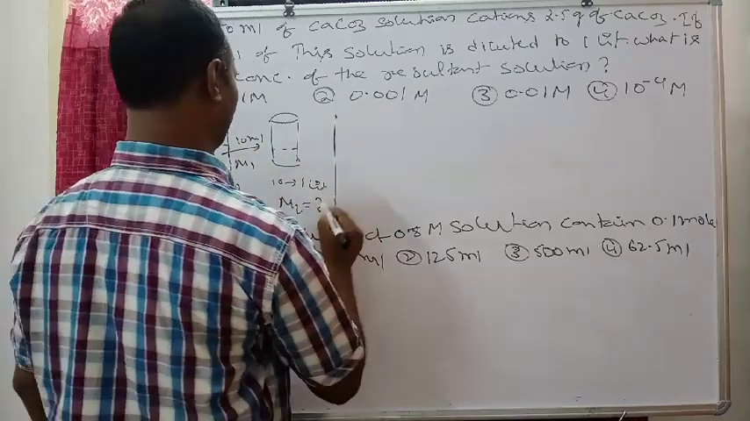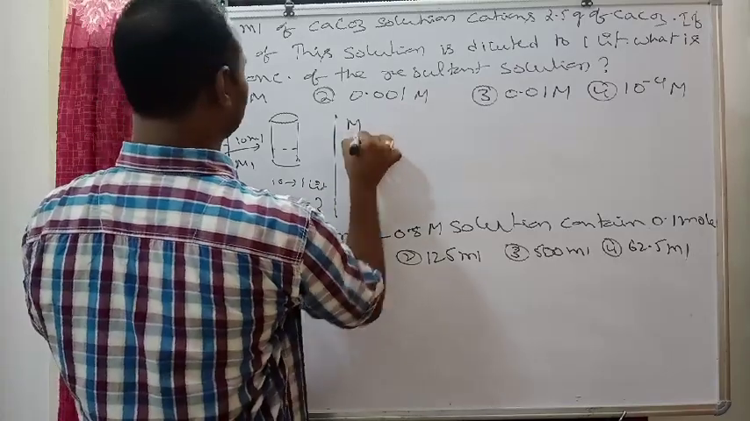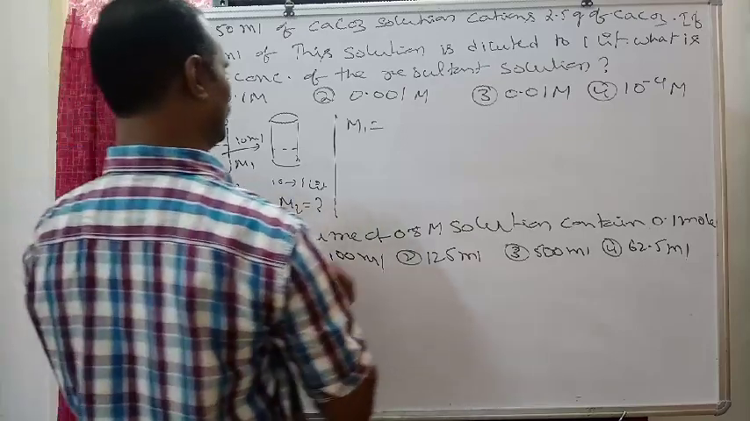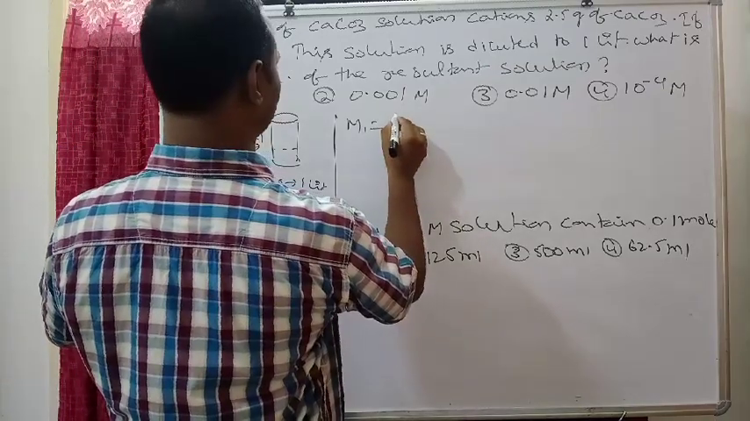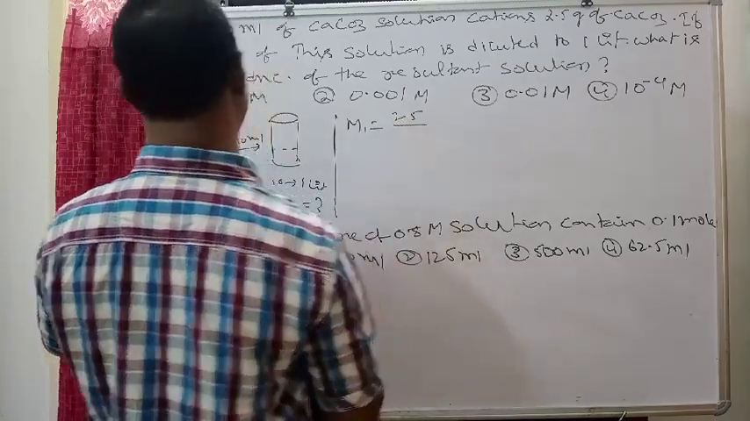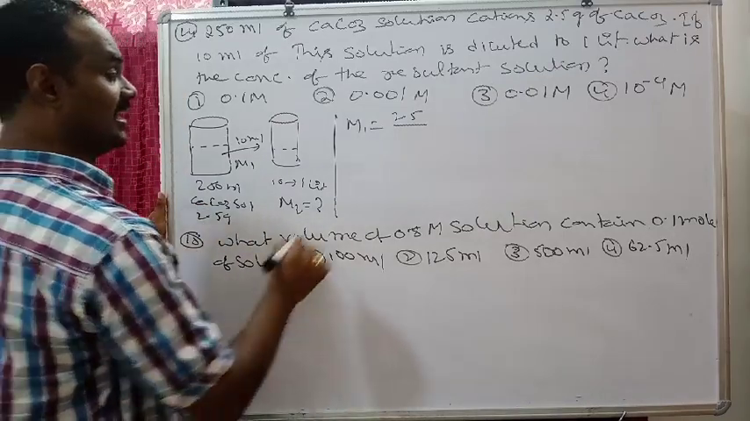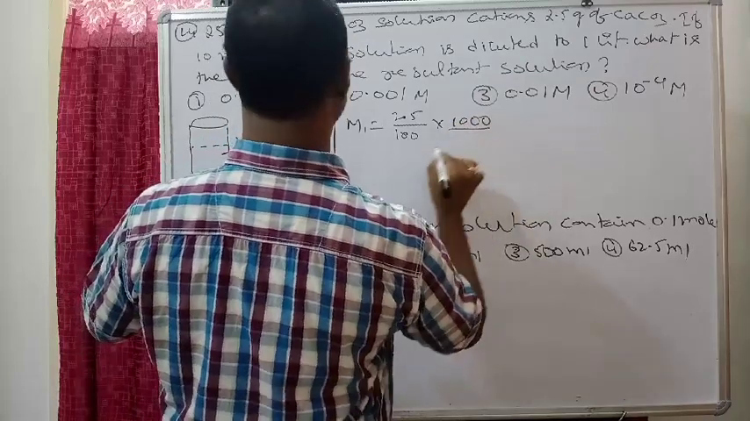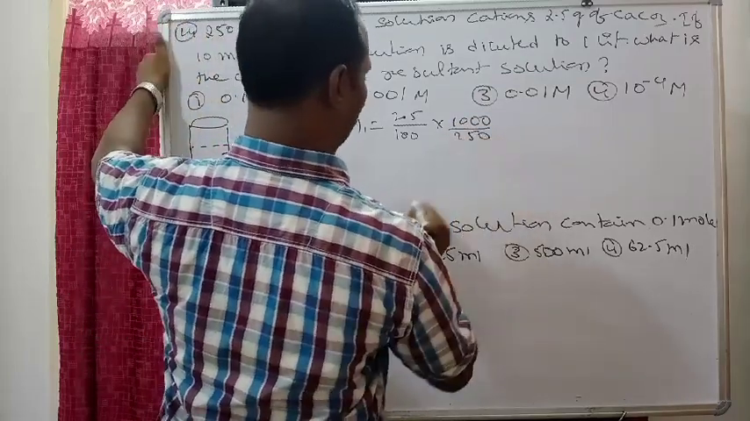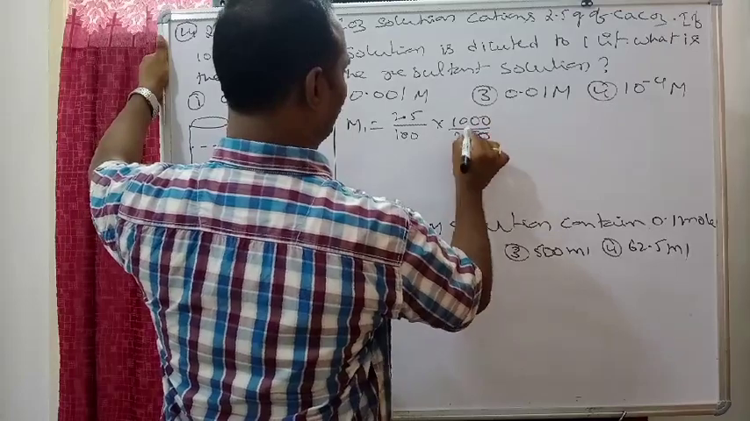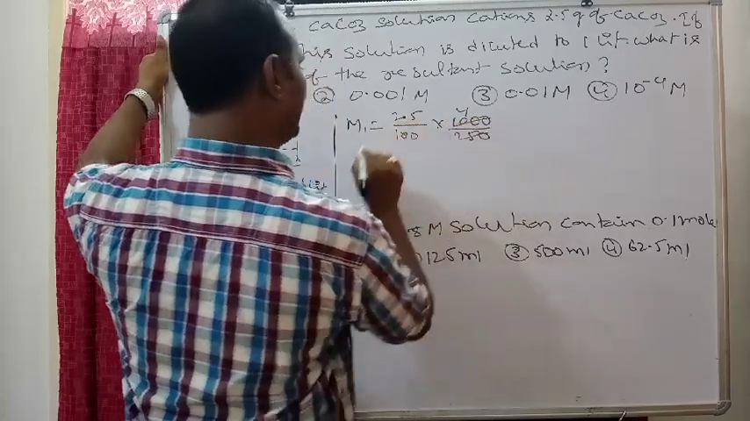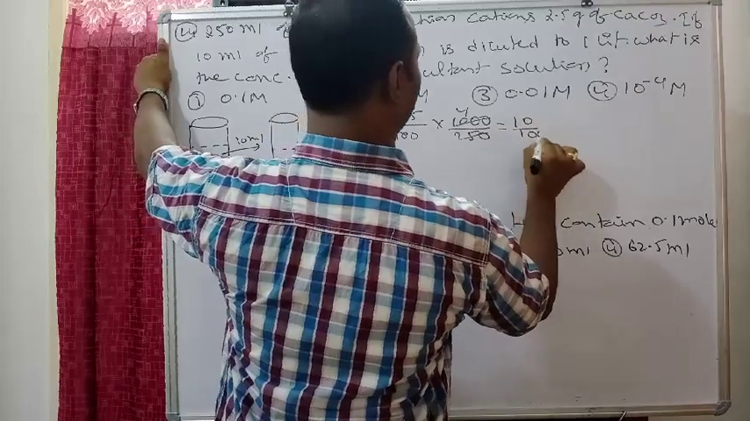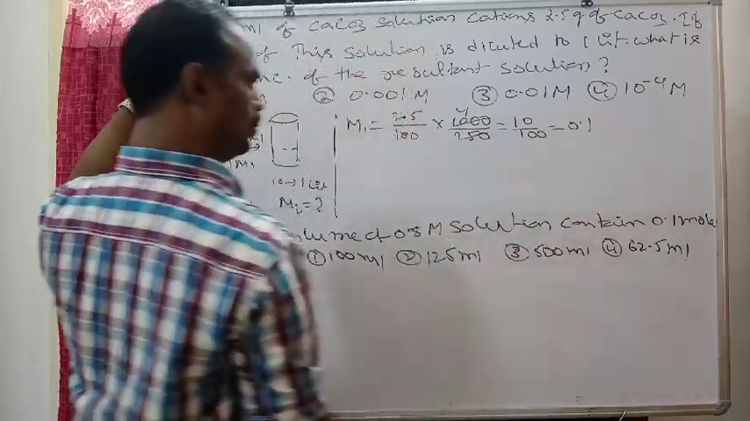First, you calculate the initial solution molarity M1. M1 is equal to what? 2.5 grams by the molar mass of CaCO3. Calcium carbonate molar mass is 100. Into 1000 by the volume. How much is given, sir? 250. Carefully see. 25 1s are 25, 25 4s are 100. So 4 into 2.5 is 10, and 10 by 100 is equal to 0.1 M.